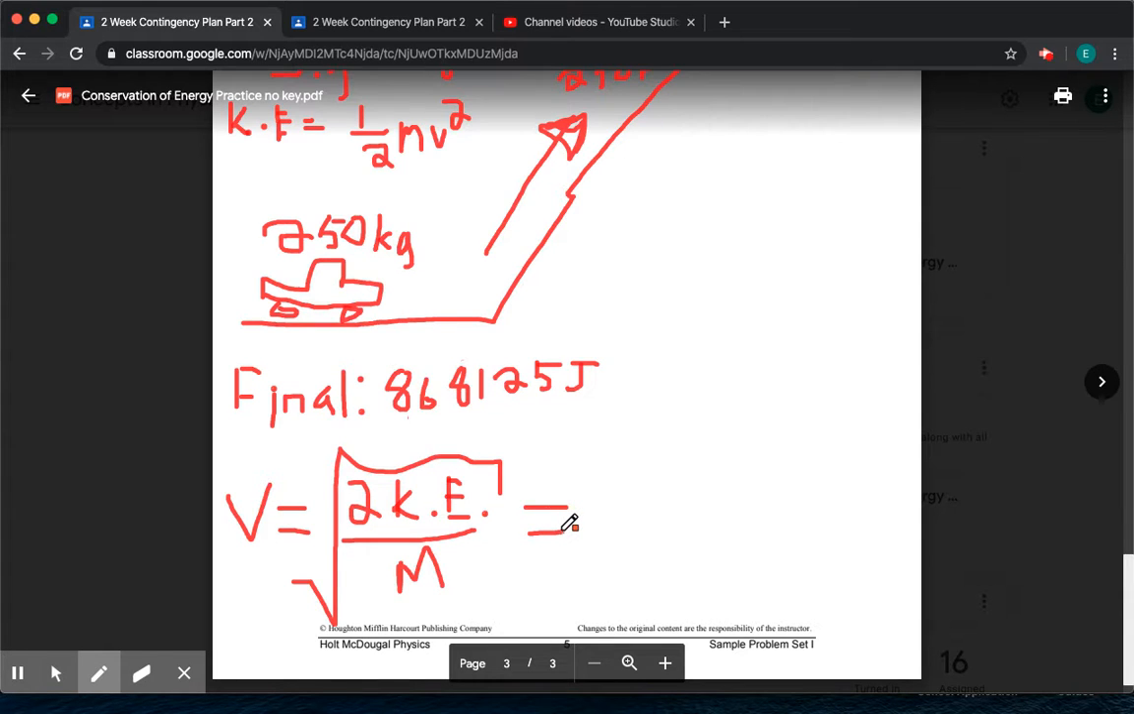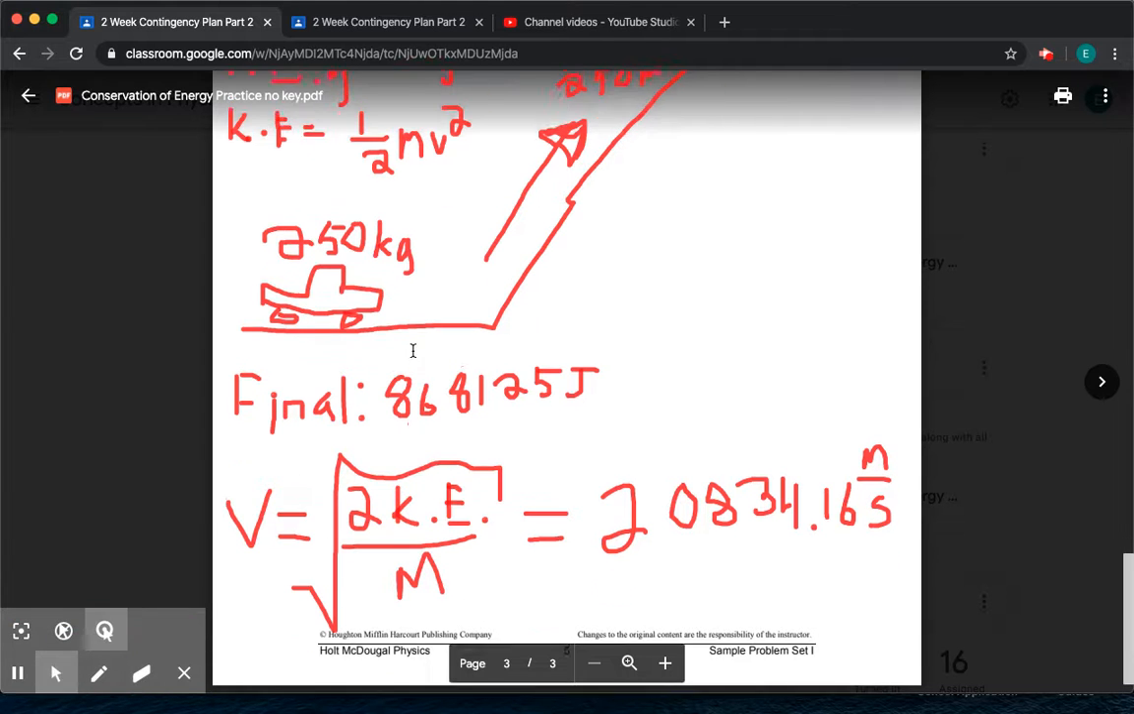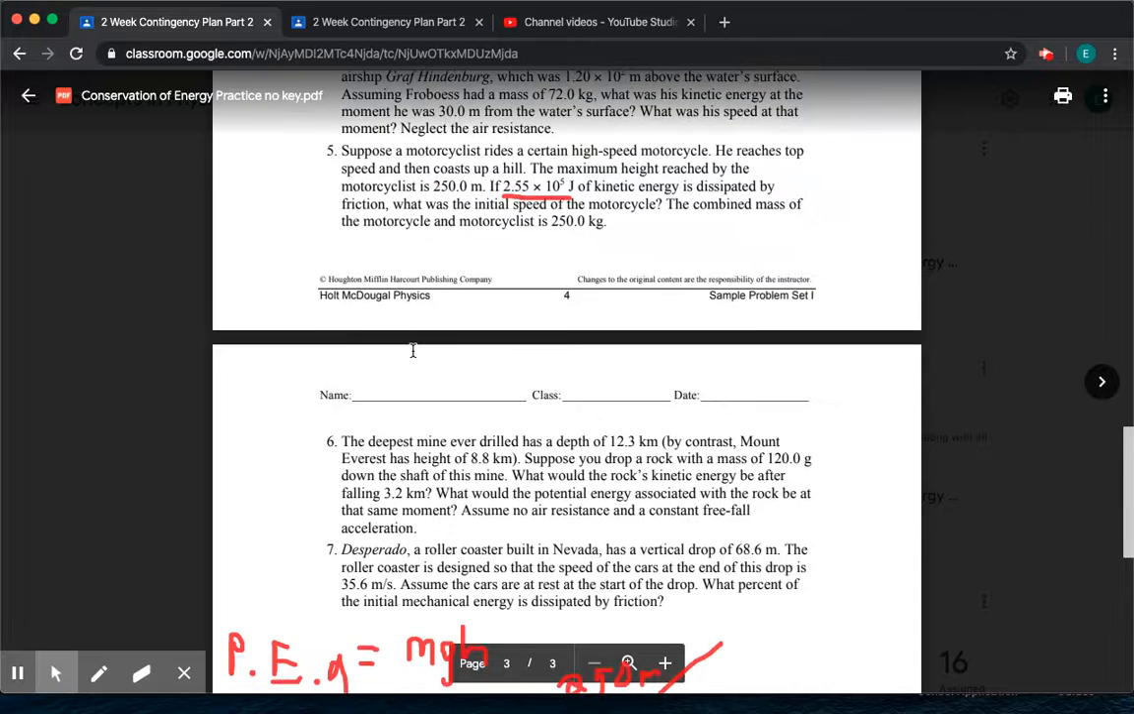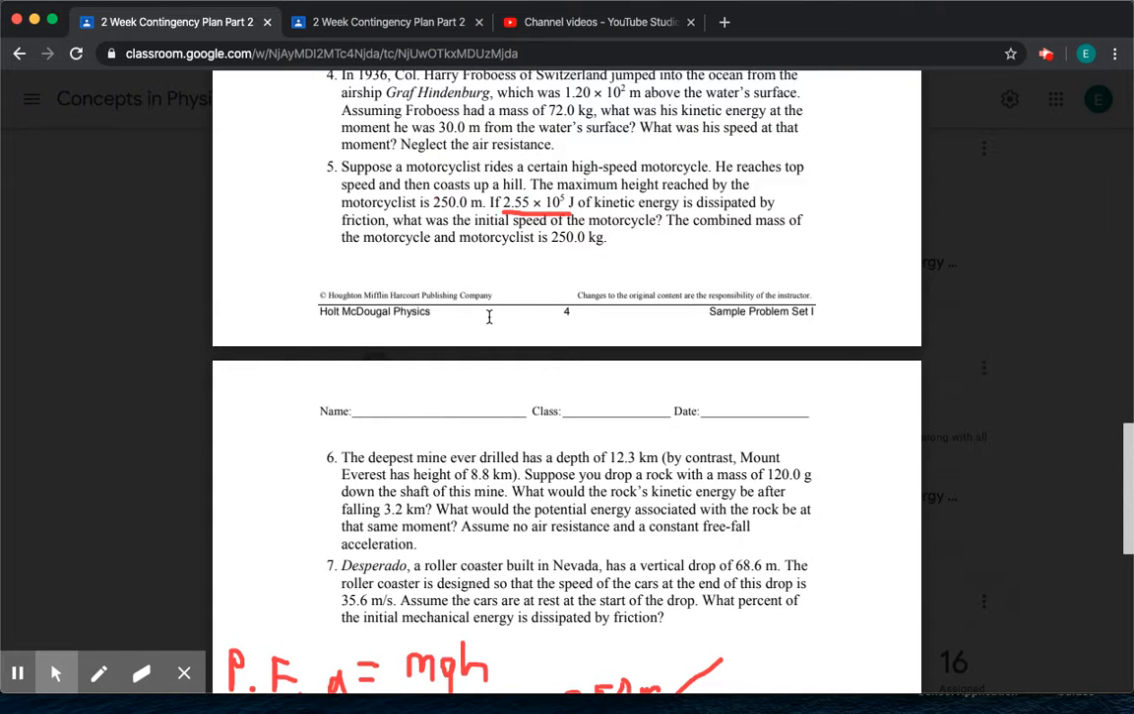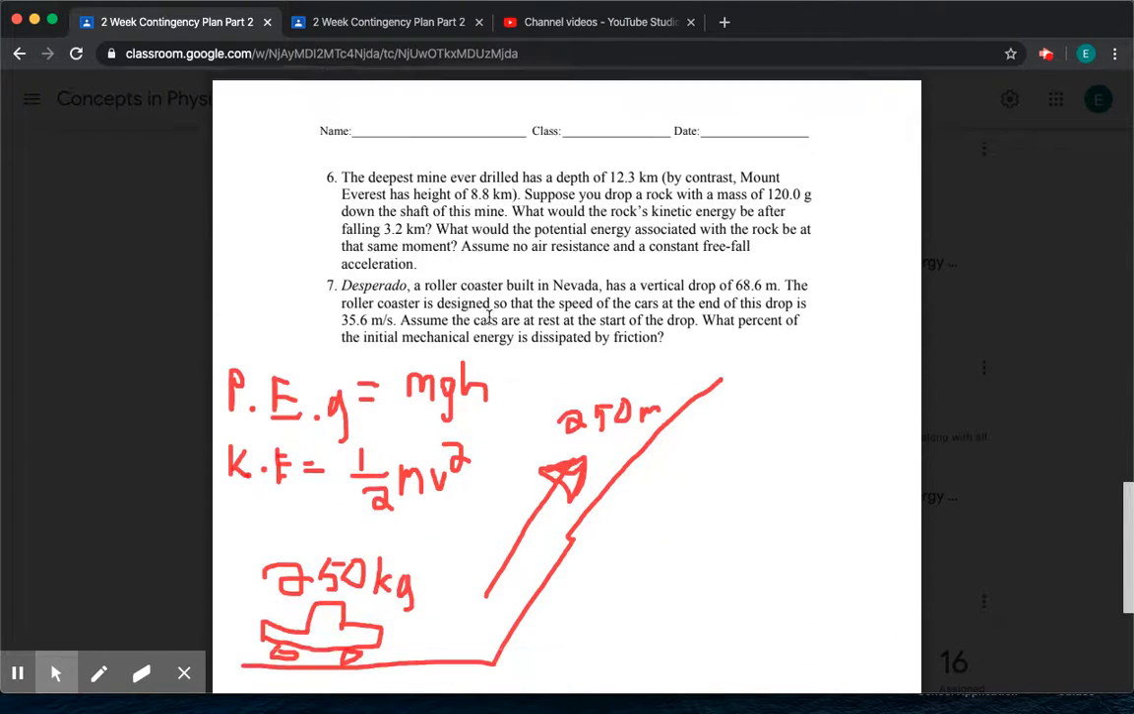You get that this is equal to 20,834.16, and this should be in meters per second. Okay. That to me seems kind of ridiculously fast. But it's the numbers they gave us. So you got what we got.